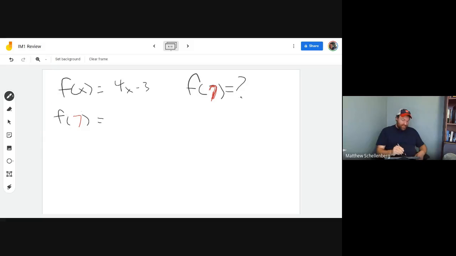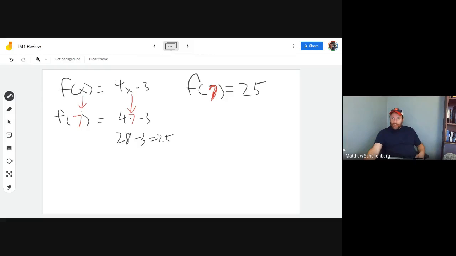Well, that just means, as you can see, what happened is the x got replaced with 7. That means this x will also be replaced with 7. Any x will be replaced with 7. That's what a function does. 4 times this minus 3, and that becomes 28 minus 3, and that is 25. So what is f of 7? F of 7 equals 25. That's what it equals. So you're going to have some of those where you plug in a number into the function.